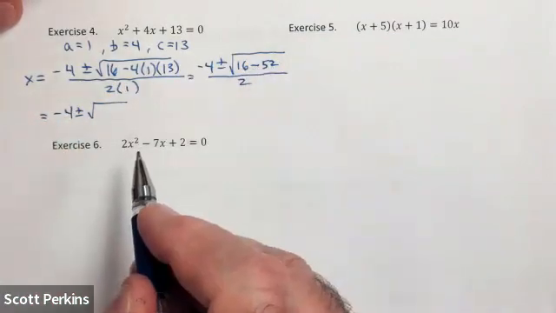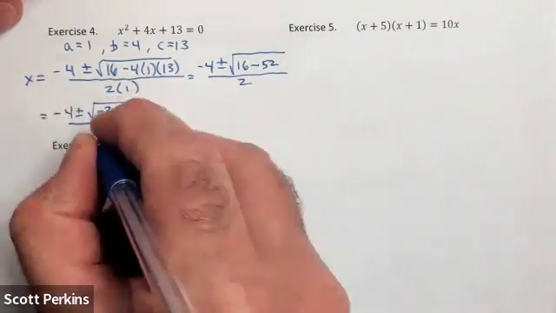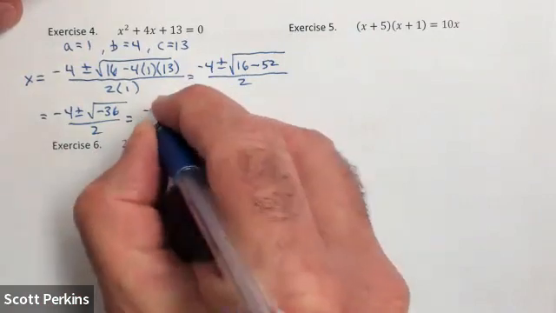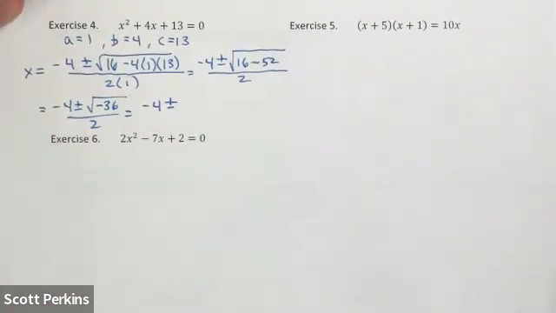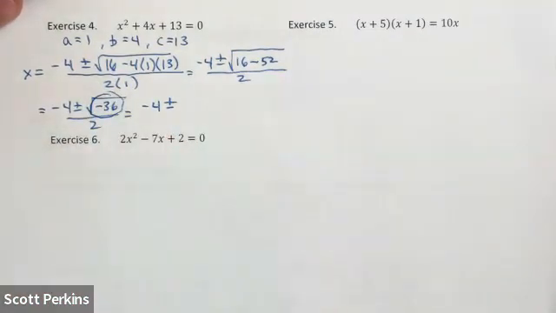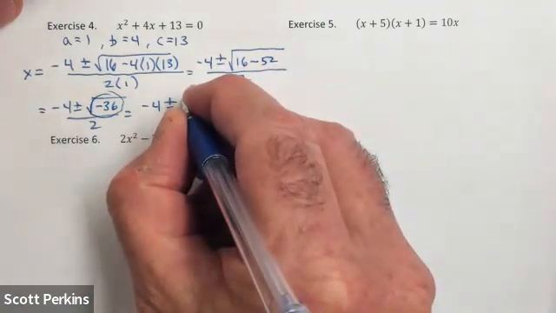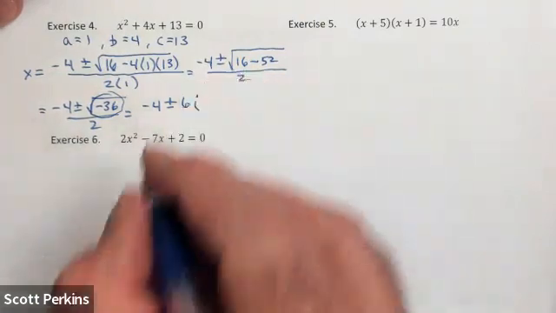16 minus 52 is going to be -36. Well, once again, that's why I gave this problem, just to reinforce what we did in the last problem. What's going to be the expression for the square root of -36? 6i, perfect. The square root of the 36 is 6. The square root of the -1 is the imaginary unit i.